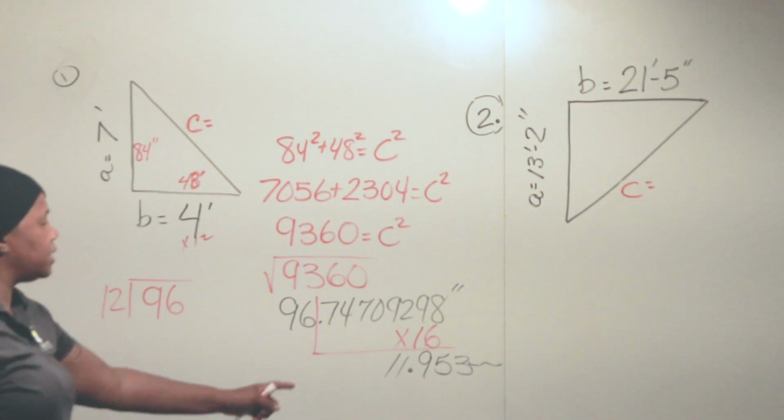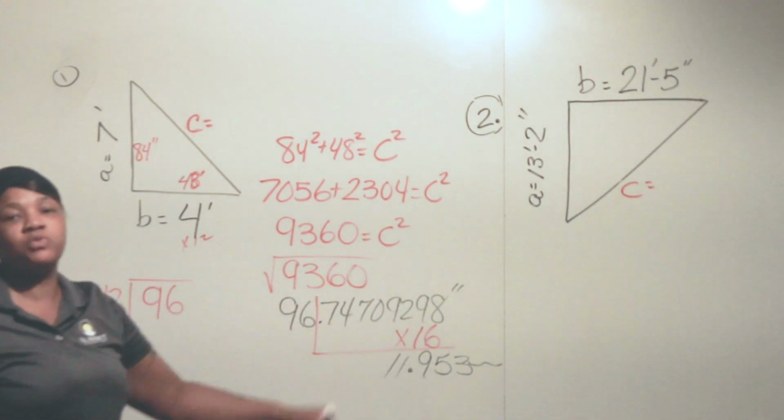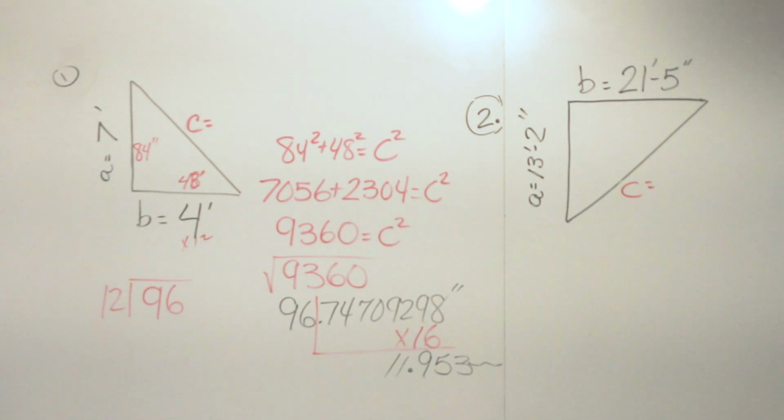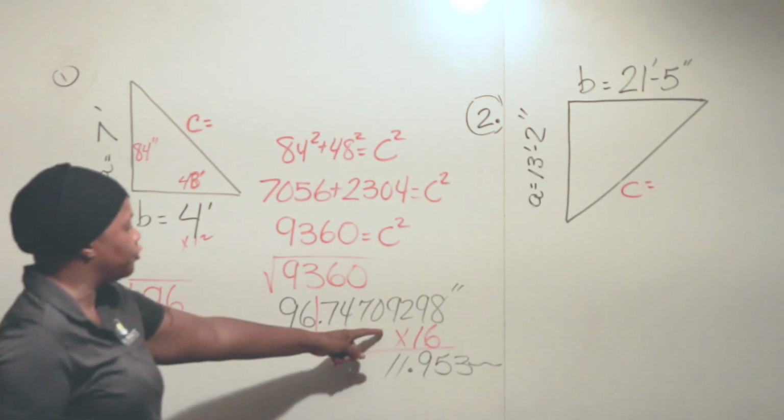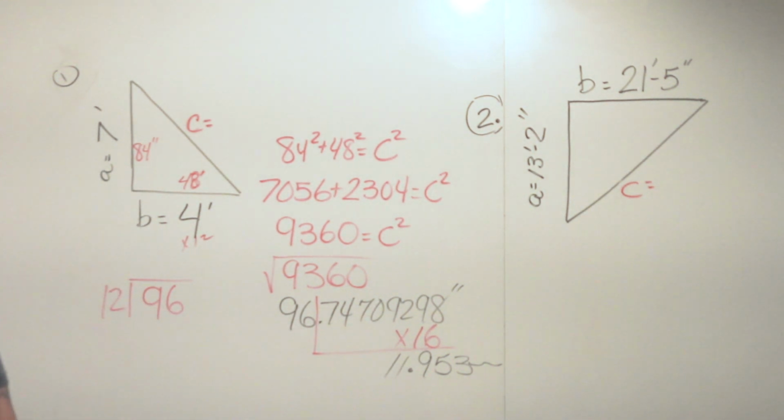Don't forget the back end of that decimal, when we're dealing with inches, represents a fraction, if you're going to have one. Because we're rounding to the nearest 16th of an inch, we're looking for the fraction. And what number is telling me if I can round up or not? 7.